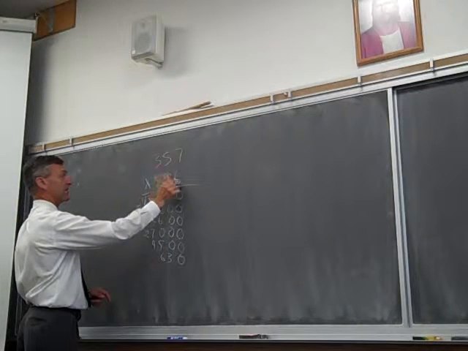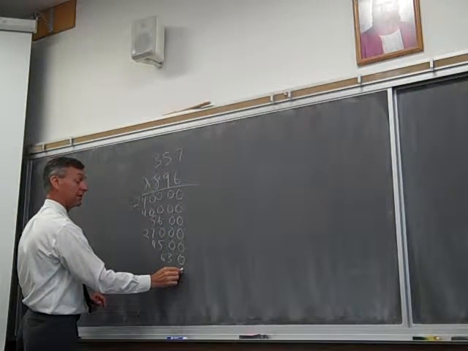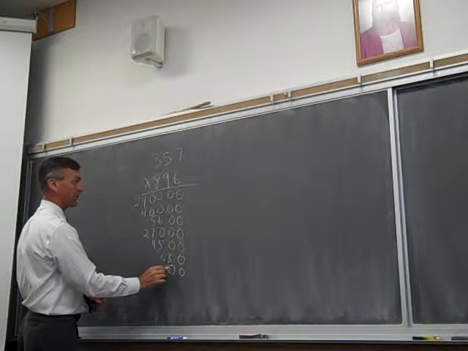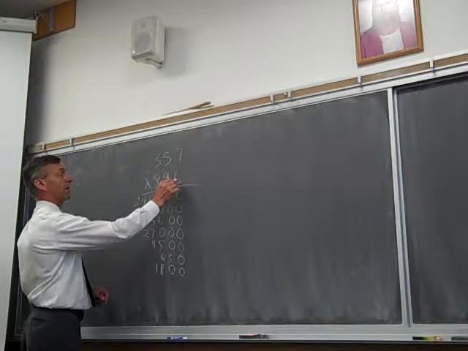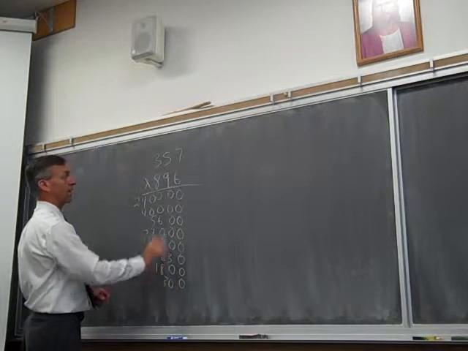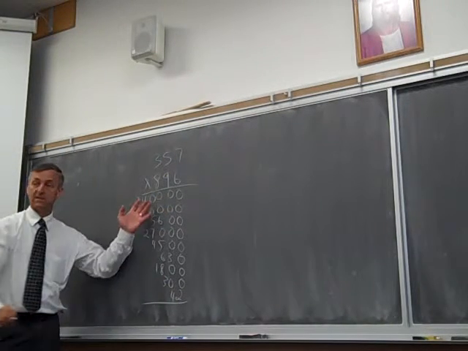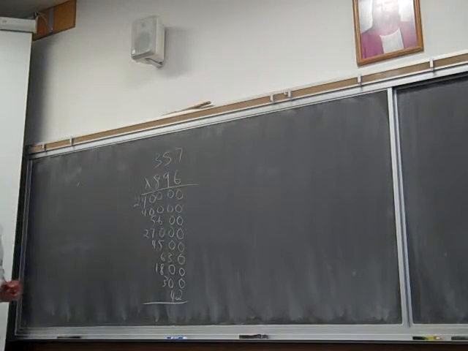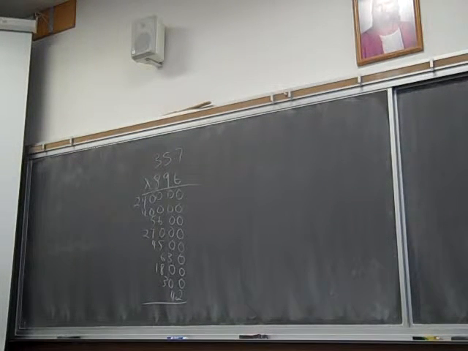Now we're going to take the 6 times the 300. So 2 zeros with 18. Then 6 times 50. And 6 times 7 is... then we just add them up. While we're at it, let's just use the scratch method.